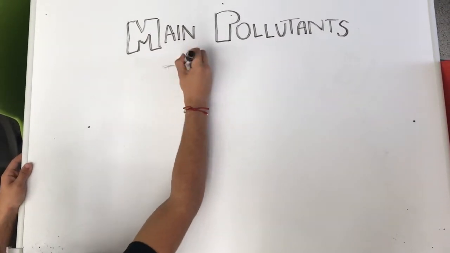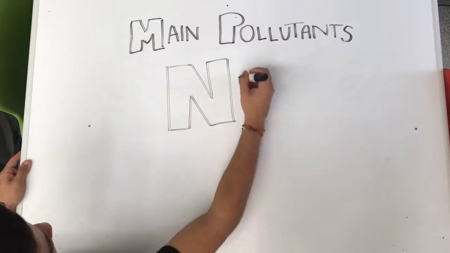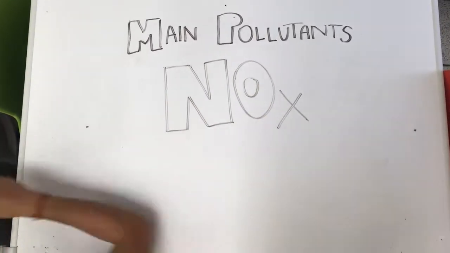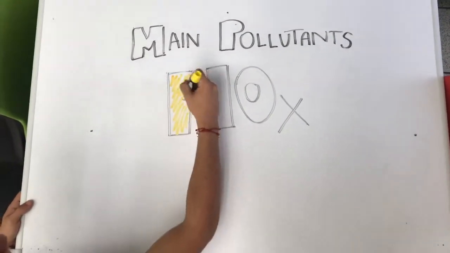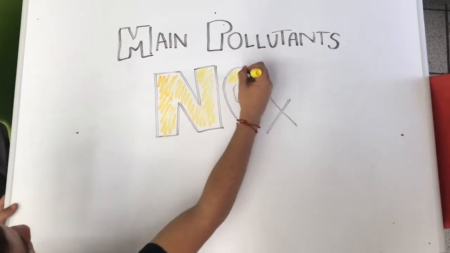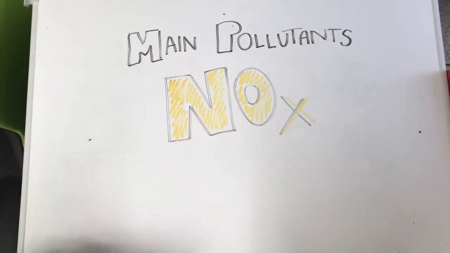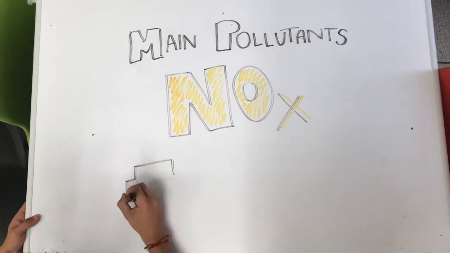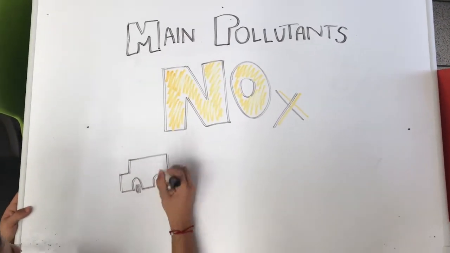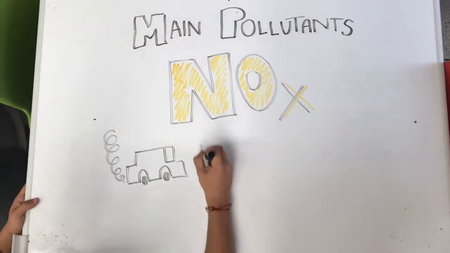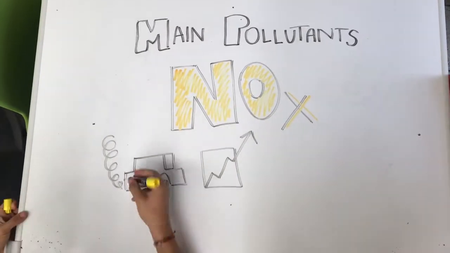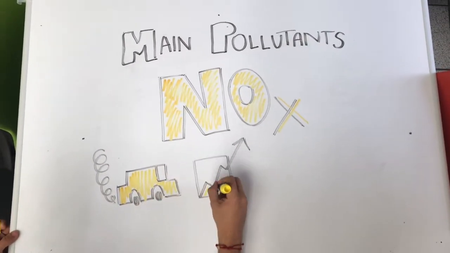Pollutant number 6 is nitrogen oxide, otherwise called NOx. They are highly reactive gases that pollute the environment and risk our health. They are mainly produced by the burning of fossil fuels. Cars, trucks, buses, and power plants are responsible for the increasing levels of NOx in the atmosphere. Yes, I'm looking at you, vehicles.